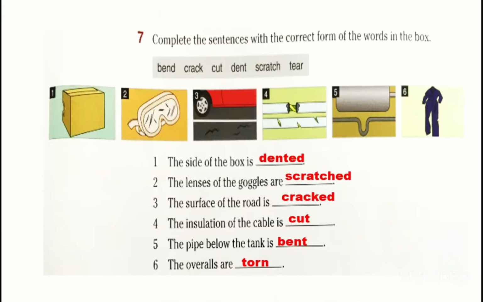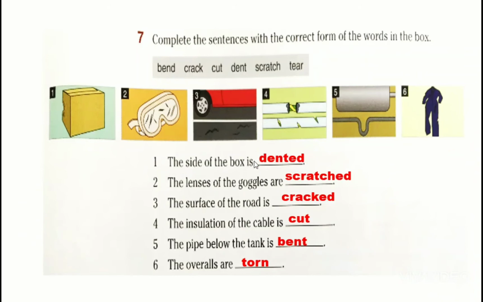Now, please, these sentences, we need to rewrite them in exercise number 8. Please look at your book, exercise number 8. You need to rewrite these sentences, but giving the same meaning. Now, we need to use there is or there are. Example, here, we say the side of the box is dented. Now, how can we rewrite this sentence using there is or there are?